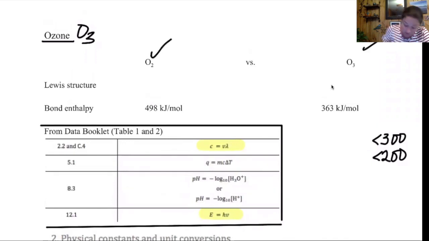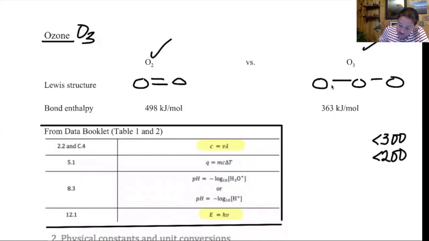If I were to draw the Lewis structures of each one of them, oxygen has an O=O double bond, whereas ozone has a resonant bond between single and double. You'll learn more about what that means later, but the one on the left is a double bond. The one on the right isn't a double or a single, it's more like a 1.5 bond.